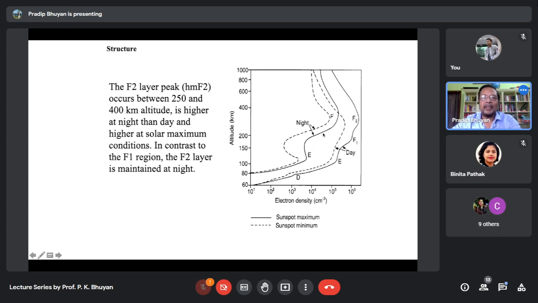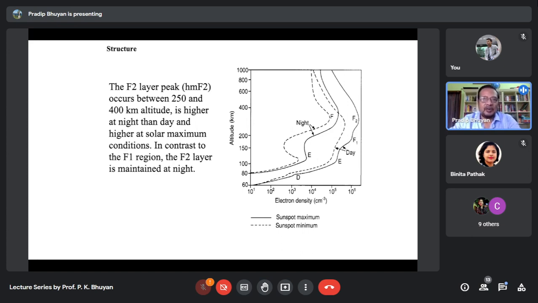And here, this E and F, as you can see, of course, here F is not divided into F1 and F2 because, as we have shown, this is for sunspot maximum. This is for sunspot maximum, the right-hand side, and the left-hand side, two profiles are for sunspot minimum. Now you know about sunspots.